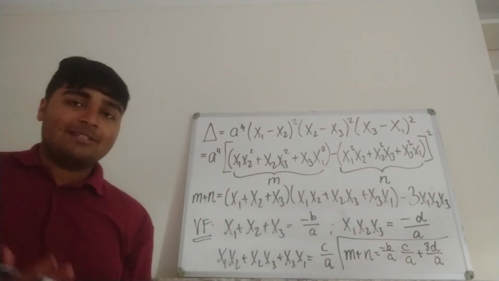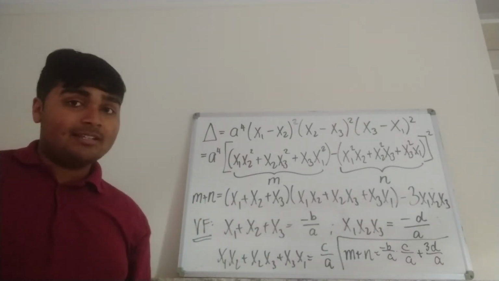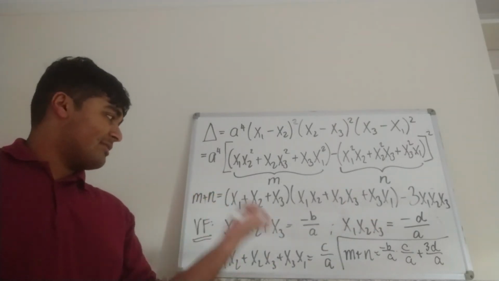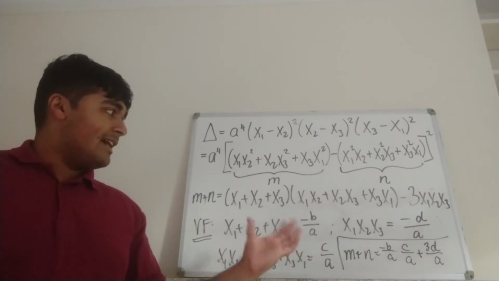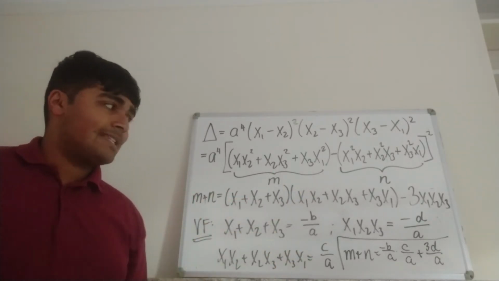So x1 plus x2 plus x3, you'll then be able to work out is equal to minus b over a. x1 x2 x3 is minus d over a. x1 x2 plus x2 x3 plus x3 x1 is c over a. Yeah, but if you want to prove this rigorously, either do it for yourself or just look up Vieta's formula.